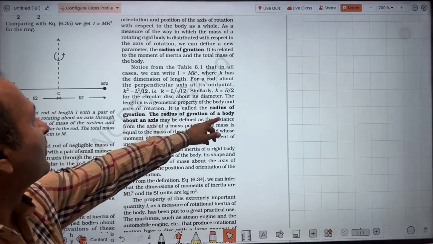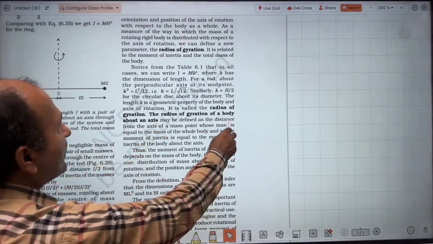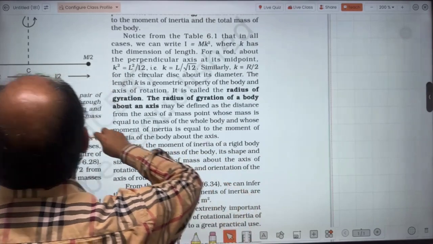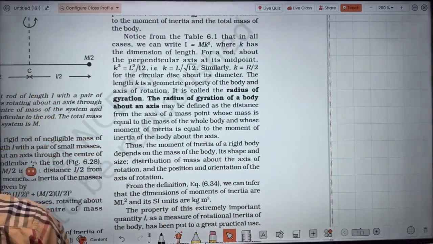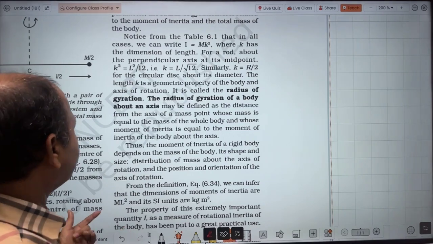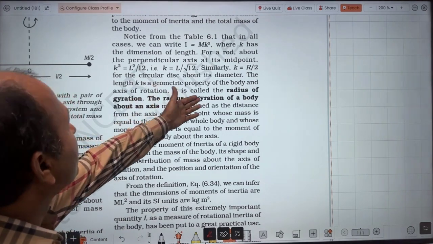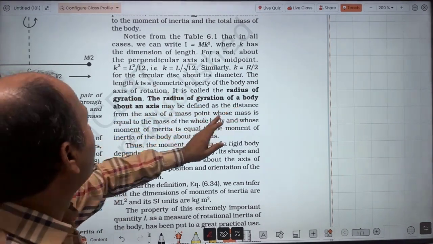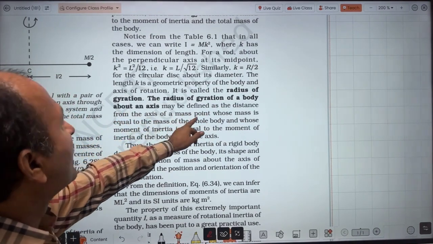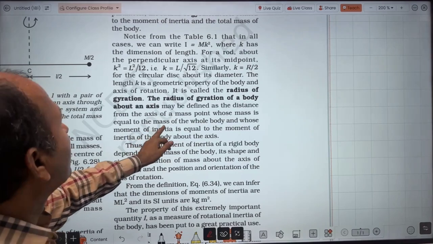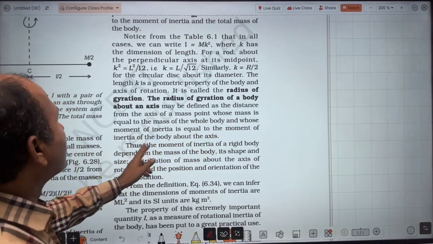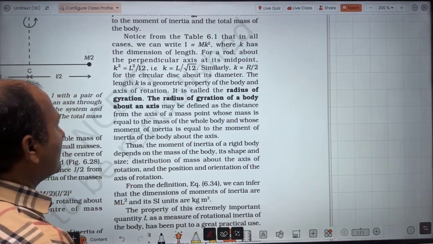The radius of gyration of a body about an axis may be defined. This definition you have to memorize, because it is important. Generally the definition is not asked, but you should know it. Its numerical evaluation is frequently asked, so you should know. The radius of gyration of a body about an axis may be defined as the distance from the axis of a mass point whose mass is equal to the mass of the whole body and whose moment of inertia is equal to the moment of inertia of the body about the axis.